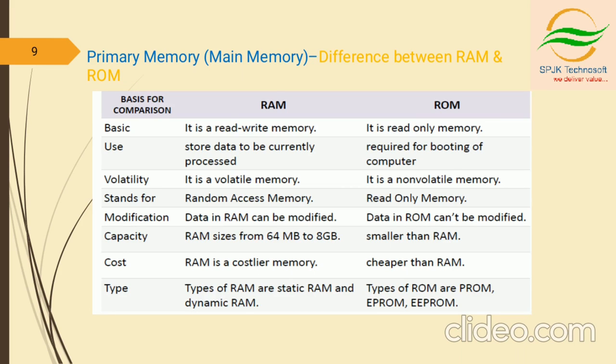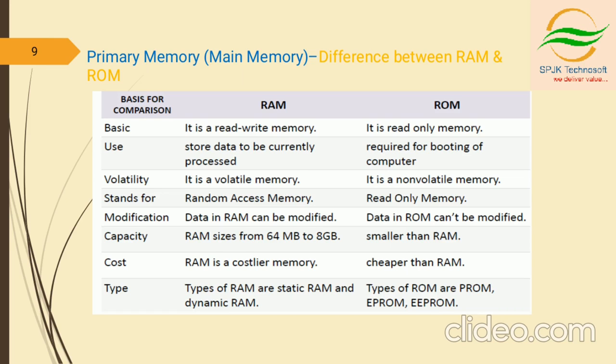RAM stands for random access memory, in which each location can be accessed and changed. ROM stands for read-only memory, memory in which each location can be accessed but not changed. RAM is volatile memory and ROM is non-volatile memory.